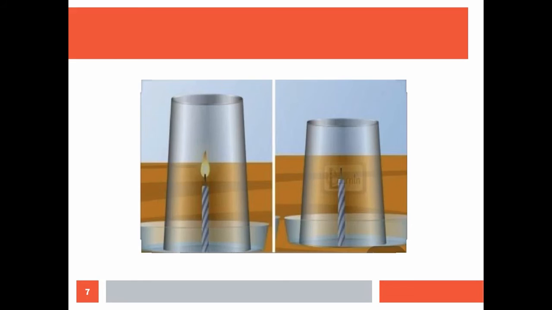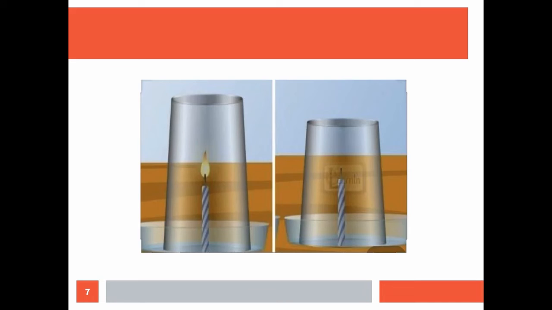Now what we will do is, I'll take the same candle, but now I'll change the glass. I'll take the bigger glass. So when you take a bigger glass, what happens? Again the candle will glow for some time, and note down the time in this case. So let us suppose that this time the time is say t2 seconds.